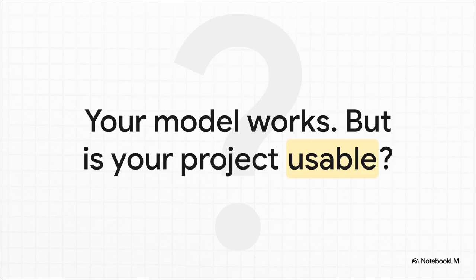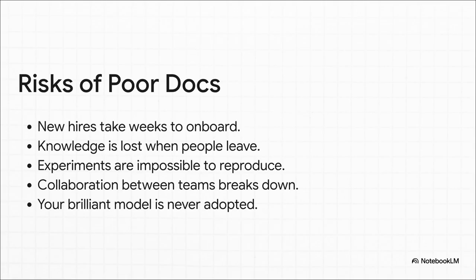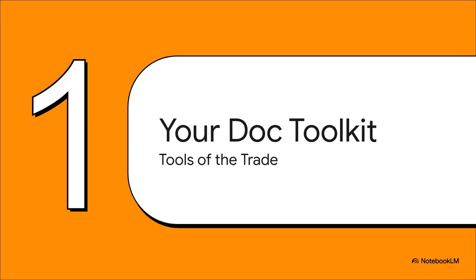This is such a classic failure mode in ML, and the solution isn't a better algorithm. The real culprit, almost every single time, is bad documentation, or no documentation. When docs are an afterthought, it just creates chaos. New hires take forever to get up to speed. That senior engineer who built the whole thing leaves, and all that critical knowledge just walks right out the door with them. And worse, from a science perspective, your experiments become one-offs that nobody can ever reproduce. It's not just an annoyance, it's a critical project risk that basically guarantees your brilliant work will just end up collecting dust.